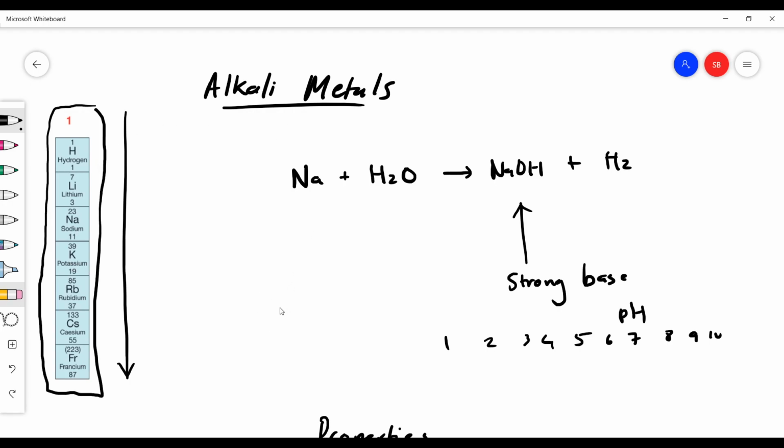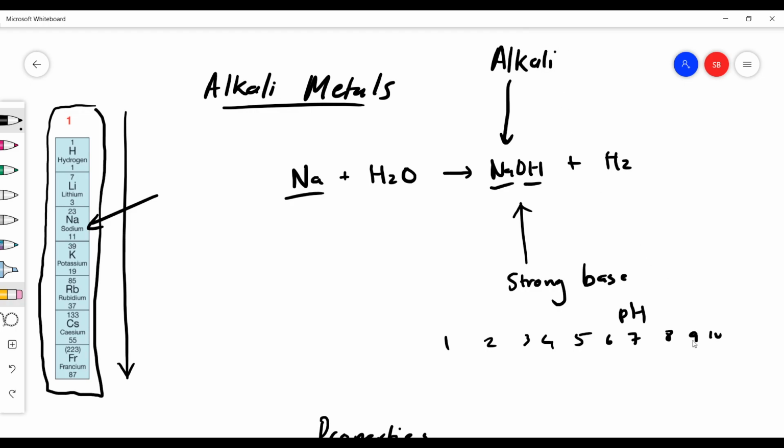Now, alkali metals are interesting because they're naturally occurring metals in the environment. What happens with these metals is they can react with water. Let's take one of these metals, like sodium. You can physically take a piece of sodium metal and put it into water, and what will happen is it will make an alkali. This is sodium hydroxide, which is a very strong alkali.